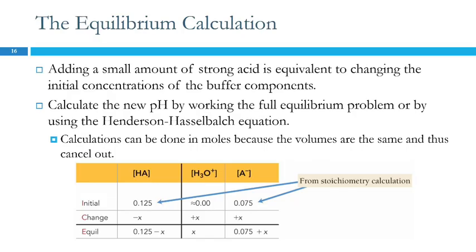Then the second part. So adding the strong acid is equivalent to changing the initial concentrations. And that's what we just did in the MICMA table. We need to calculate the new pH. We can do a full equilibrium problem with an ice table, or we can use the Henderson-Hasselbalch equation.